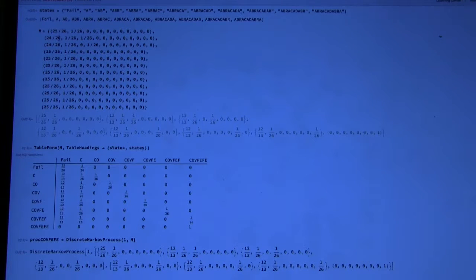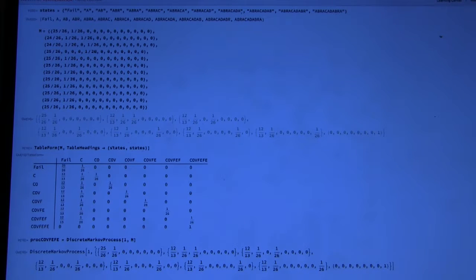Then, so that's A, AB, ABR. All right, what's happening? The only places you can go to are fail and ABRA. Oh, interesting. This is the one where I can't go to A, and ABR is four more. So I'm going to have 3 zeros. 1, 2, 3 zeros. And I'm only going to go here 1/26 of the time. Okay? Yeah. All right.